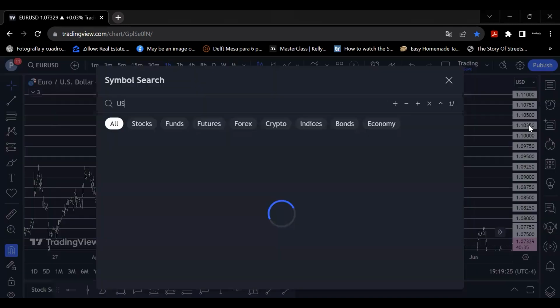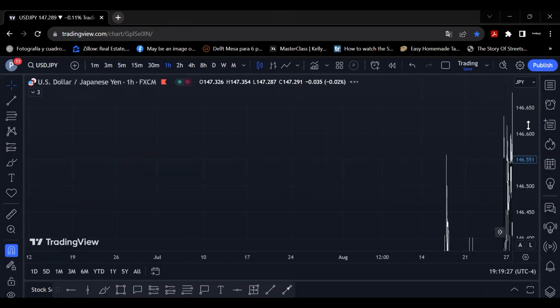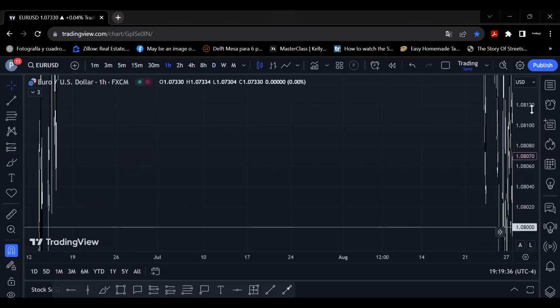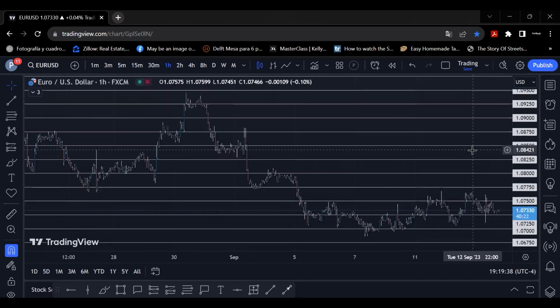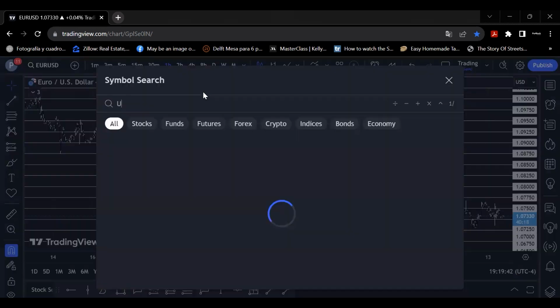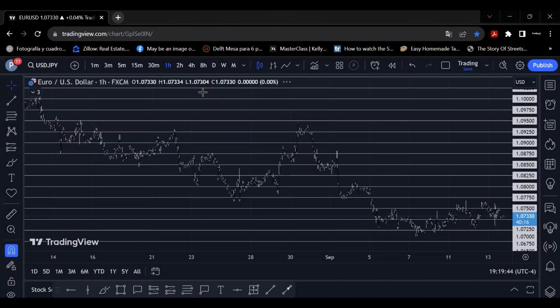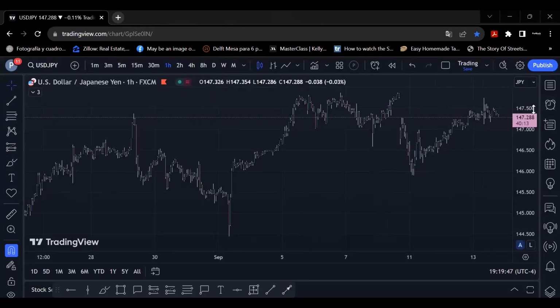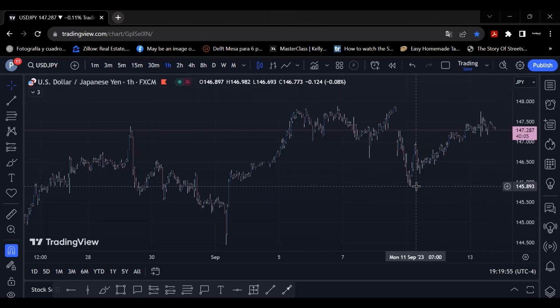For example, on USD JPY, you can see that you actually have 3 decimals instead of 5 decimals as you have on Euro USD. Even though on USD JPY you have 3 decimals, the pip number would be the second number from the right to the left. So that's why here you would have zeros or big figure, and you would have the 50, etc.